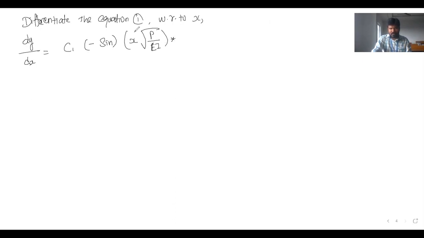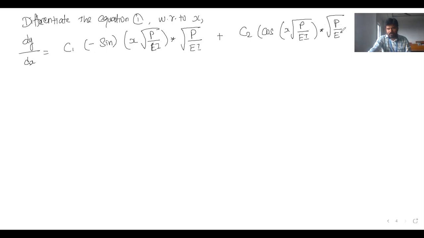Into this term we are going to differentiate, so we get another root under P by EI. Next, plus C2 into sin, if I differentiate it, I get cos. So cos of x into root under P by EI, into the derivative of this term, again root under P by EI. Here A is a constant, so it will vanish, and A becomes 0.